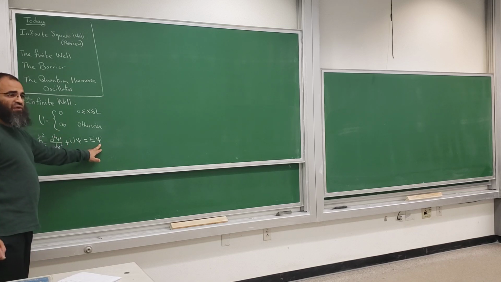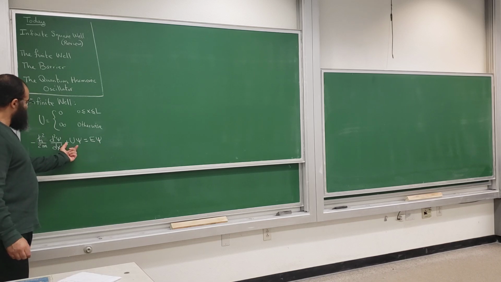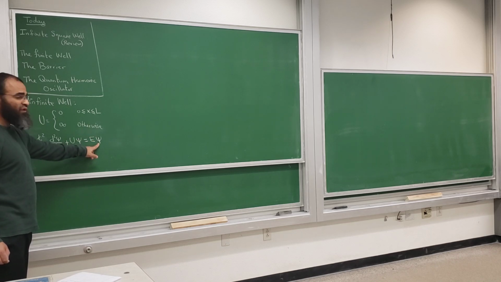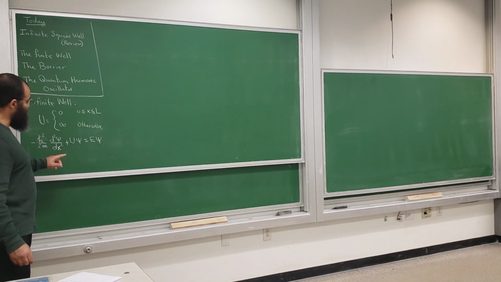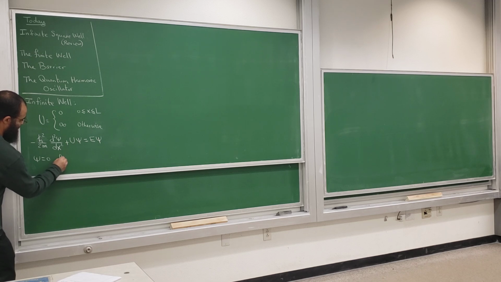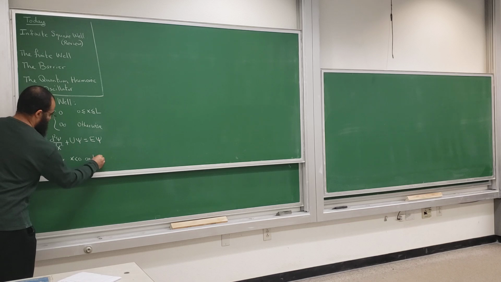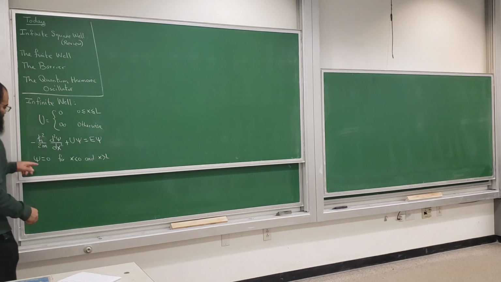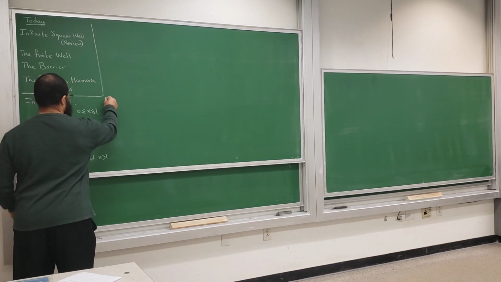Now the wave function must be finite. In fact, it must go to 0 when x goes to infinity. But if the potential is infinite, the only way to make left and right sides equal is for the wave function itself to be 0. So outside of the well, psi will equal 0 for x less than 0 and x greater than L. So the wave function is just 0 outside. Okay. How about inside the well?